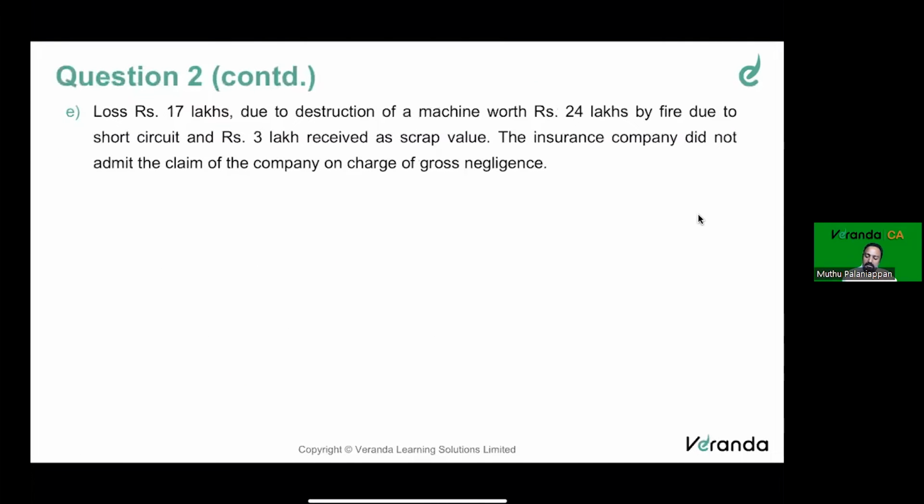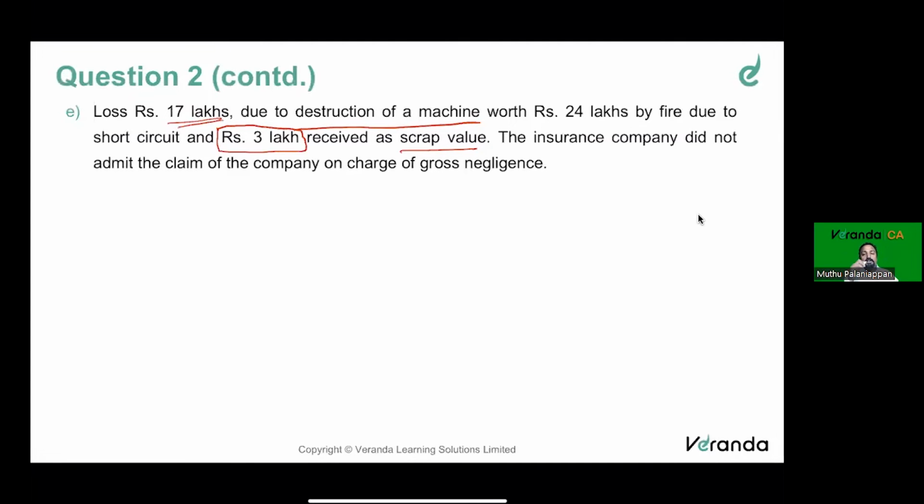And then there is some destruction of a machine. So there is damage to a machine. It's actually not a sale, it's a damage, but they received some scrap value. The scrap value is 3 lakhs. They say that the insurance company did not accept the claim, saying it is your negligence, so I have nothing to do with this, and I will not give you any insurance claim. Because of this, they have made a loss of 17 lakhs.